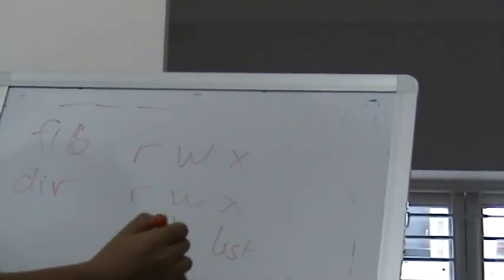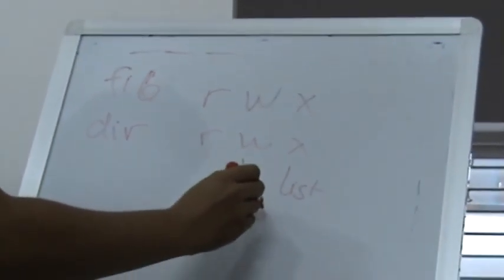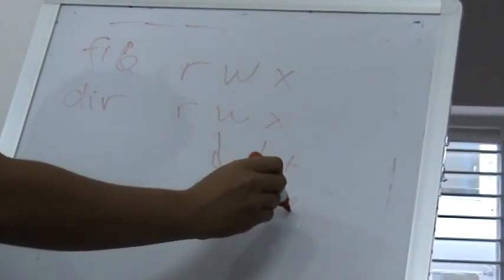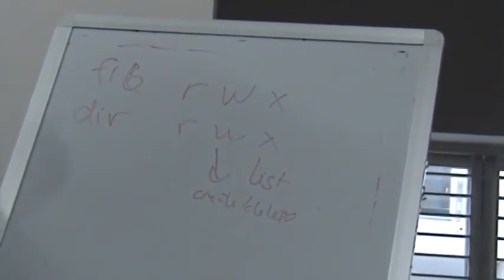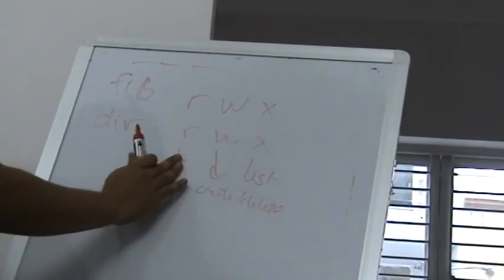Write is for managing files, like create and delete. So if you are in a directory that you don't have write permission, you cannot create files, you cannot delete files. You may be able to edit the file if you have permission to the file, but you cannot create and delete. And execute is go inside, like cd.